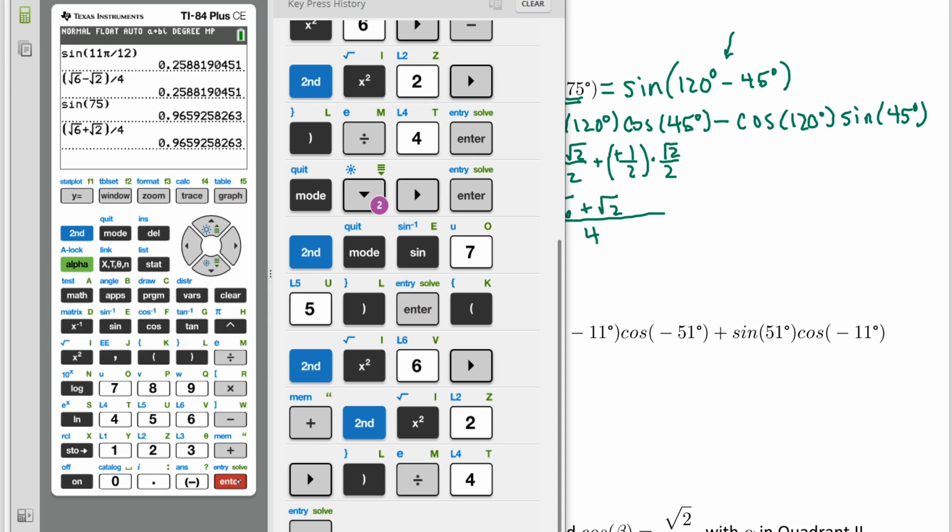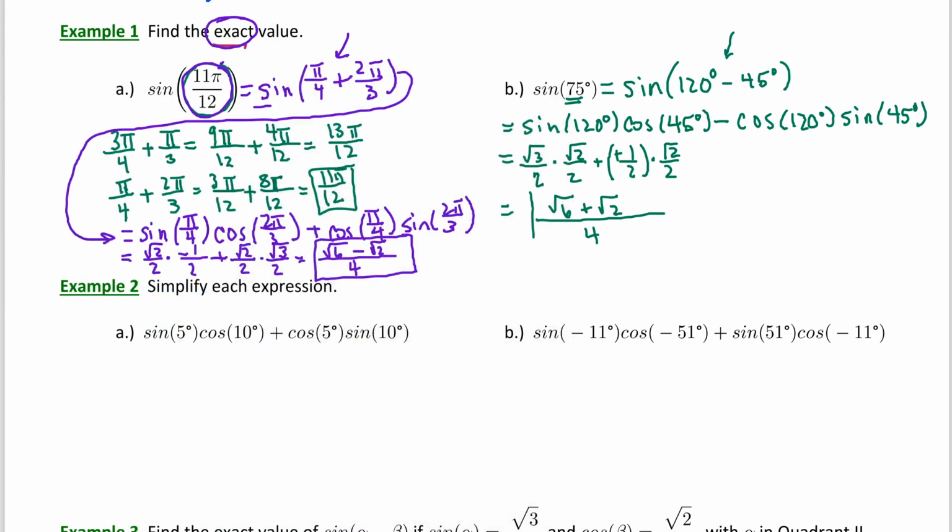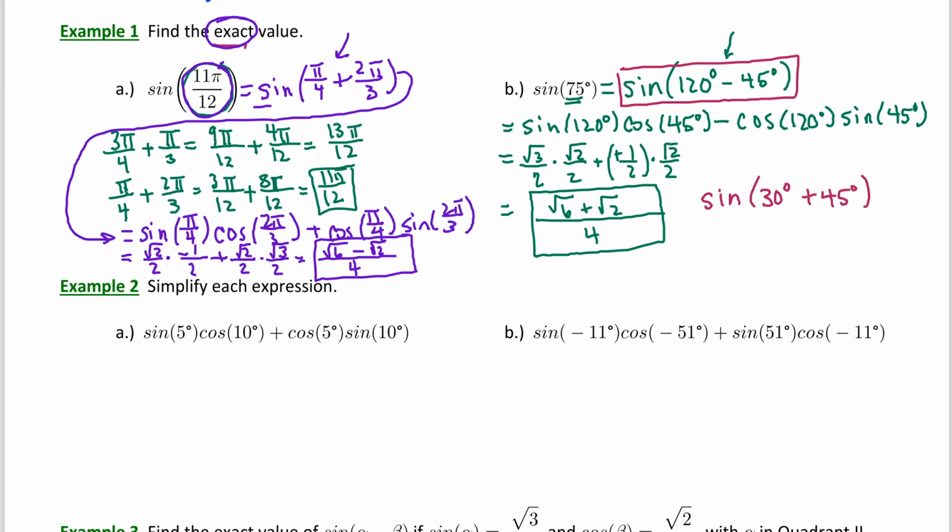Okay, so you need to be able to evaluate these exactly, but also check them with your calculator for accuracy. Now, by the way, there's multiple ways to work this problem. We opted for sine of a difference, but notice you could also evaluate this using sine of a sum formula if you expressed it as sine of 30 plus 45 degrees. That would yield the same result.